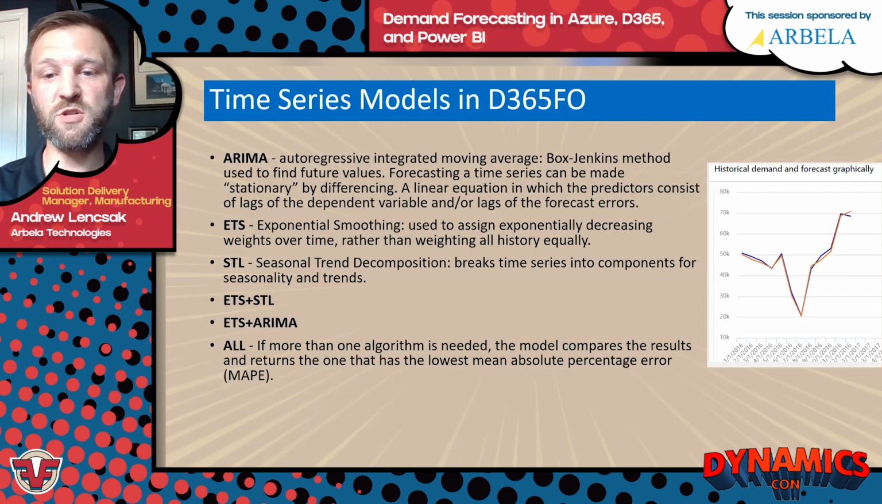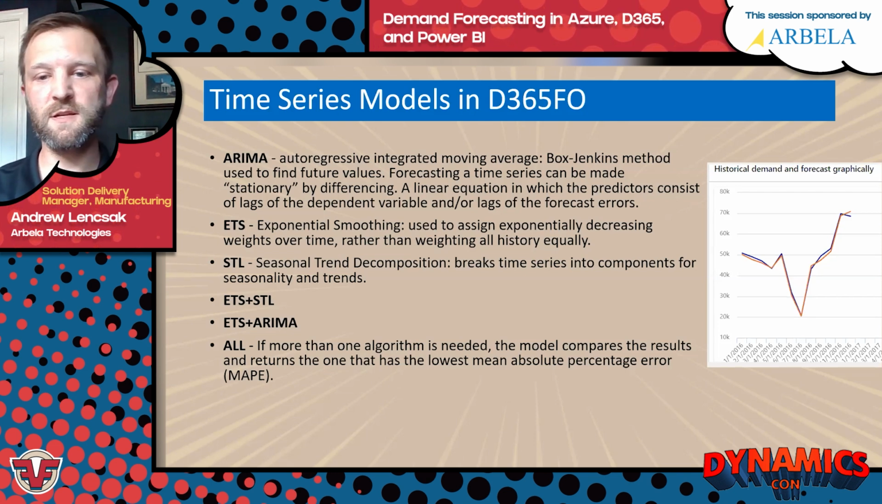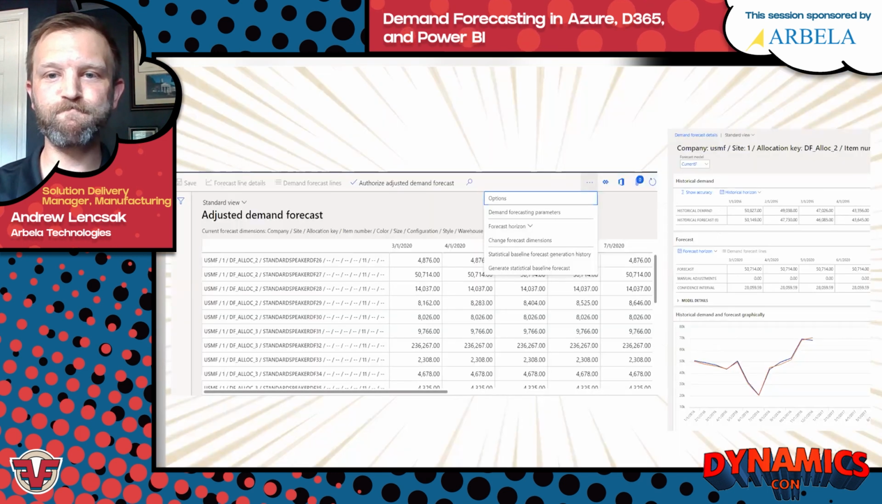And then the all method, which I mentioned earlier, which calculates using every method, takes a little bit longer, and returns the result with the lowest mean absolute percentage error. I always tell customers that's the best place to start, and then really practicing and adjusting use cases is the important place to go.